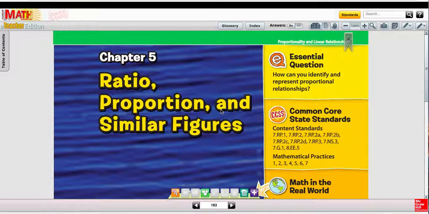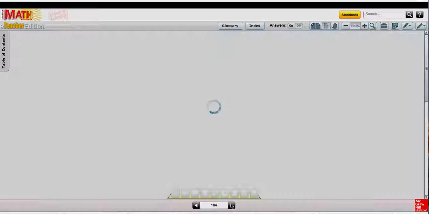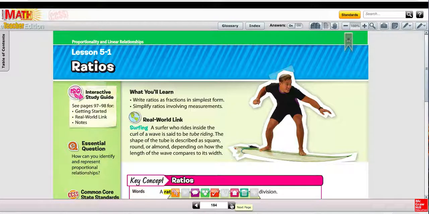Chapter 5 is on ratio, proportion, and similar figures. The essential question is, how can you identify and represent proportional relationships? On page 184, Lesson 5.1 deals with ratios.